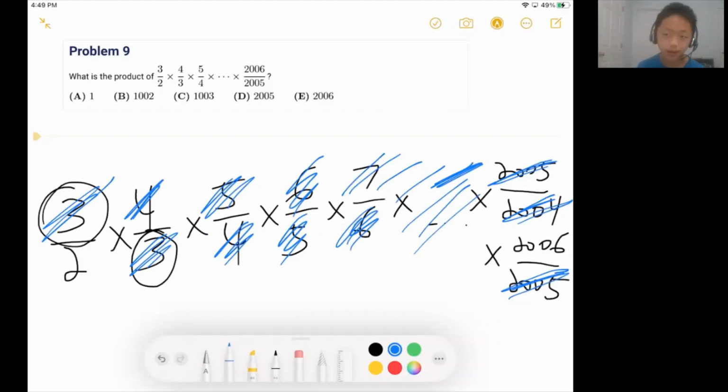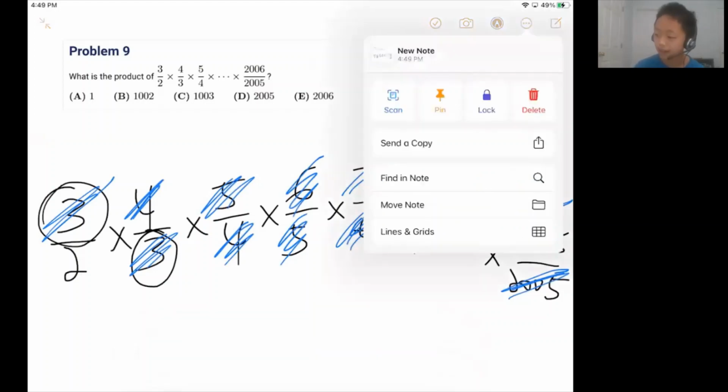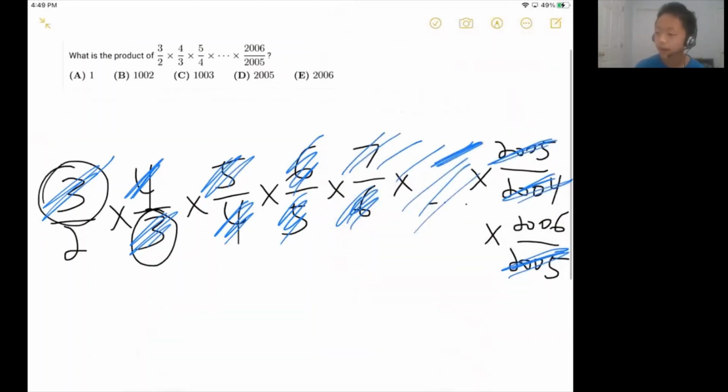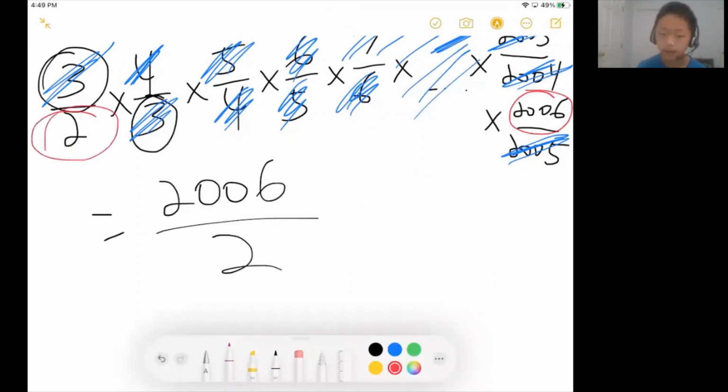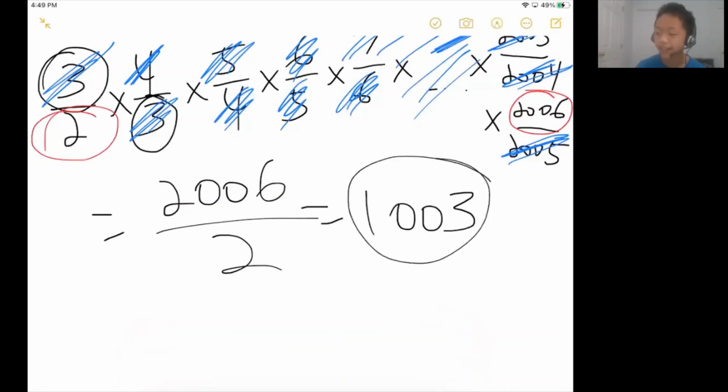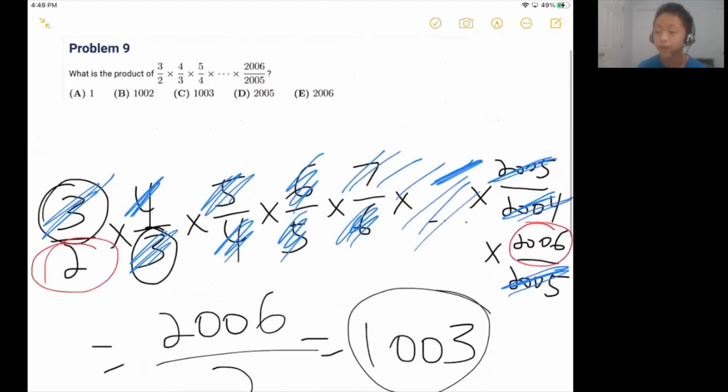So after you cancel out a bunch of stuff in the product, you would only be left with 2006 from over here, and the divided by 2 from over here. So the answer would just be 2006 divided by 2, which is equal to 1003, which is the correct answer, which is choice C, and we would be done.